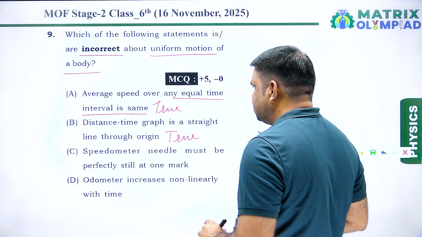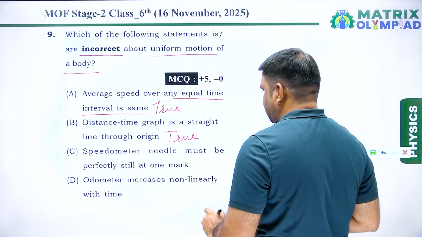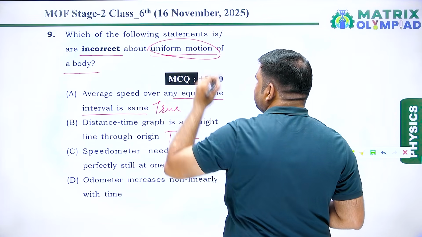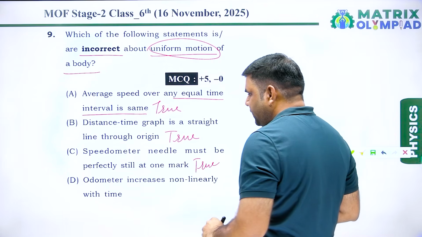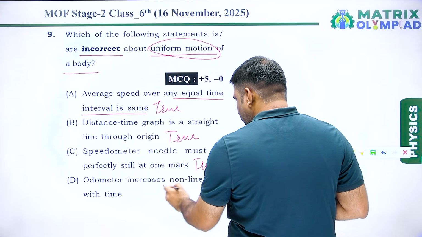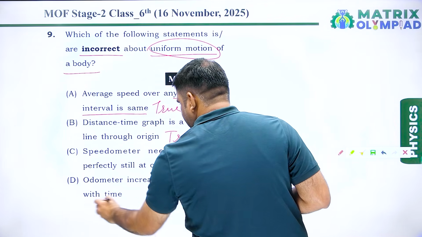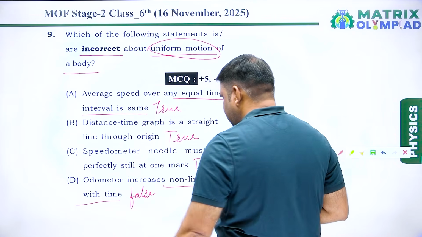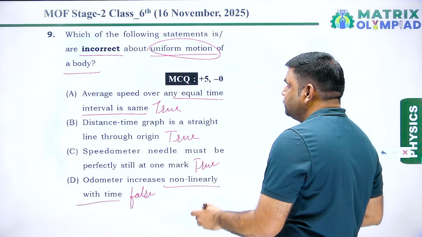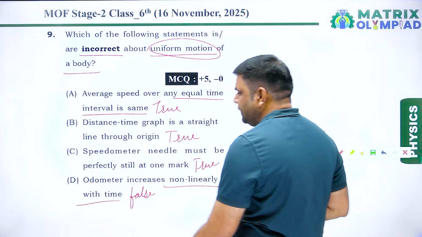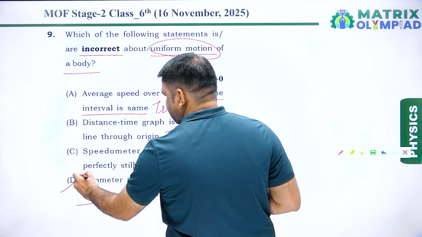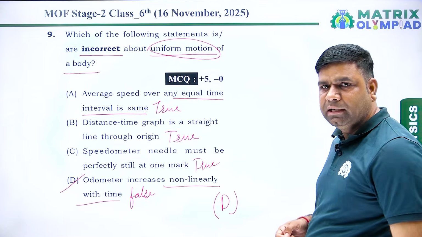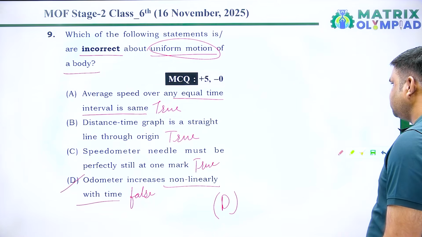Speedometer needle must be perfectly still at one mark. Yes, this is also true because we have uniform motion. Odometer increases non-linearly with time. No, this is false. Odometer increases linearly with time for uniform motion. So only option D is incorrect. So our correct option is option D for question number 9. Let's move to the next one.